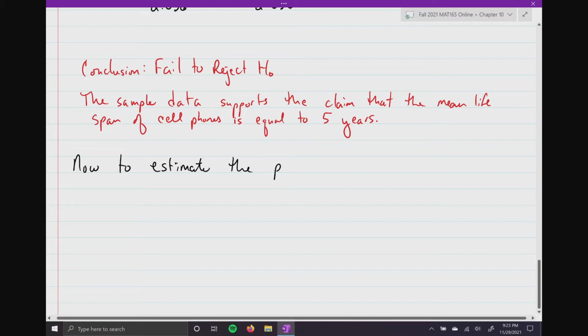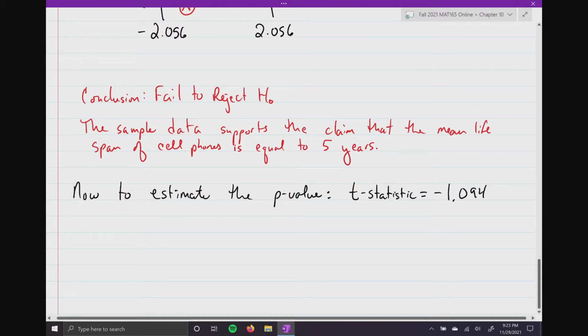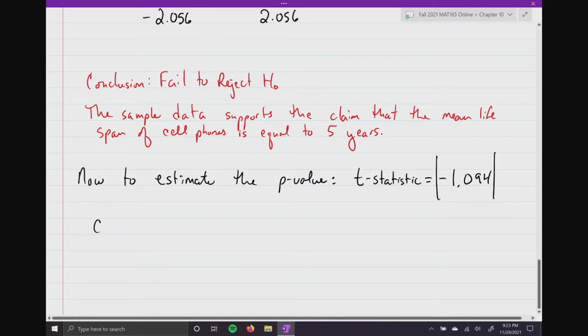Let's say you had no access to technology, okay? So you got to estimate what this p-value is. Now, our test statistic was equal to negative 1.094. So we're going to take the absolute value of that because remember, that t-table deals with all positive values. So we're just going to call it 1.094, okay?